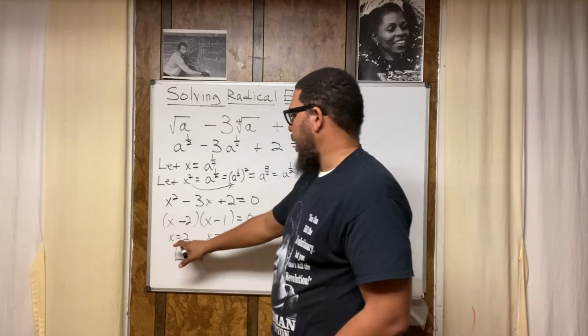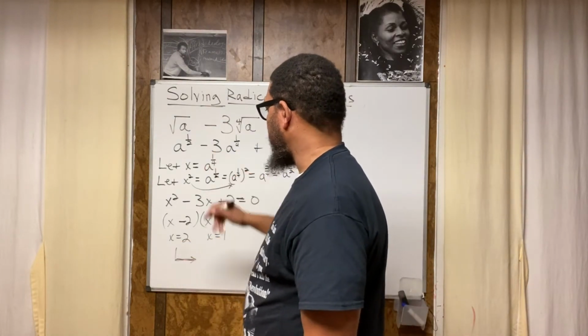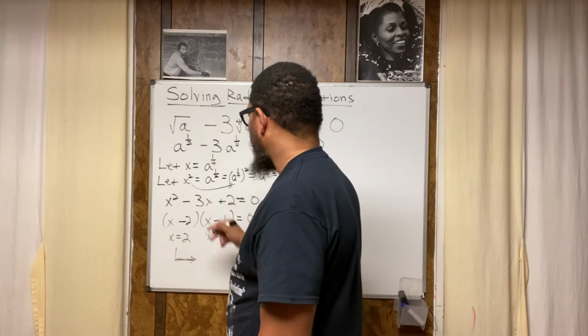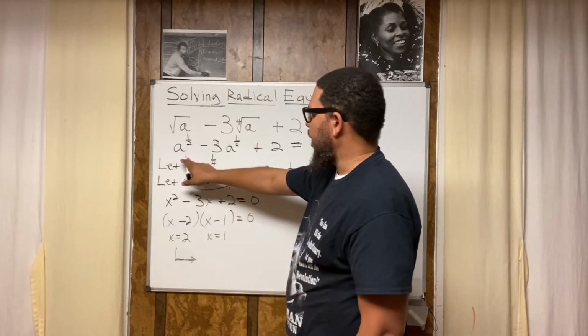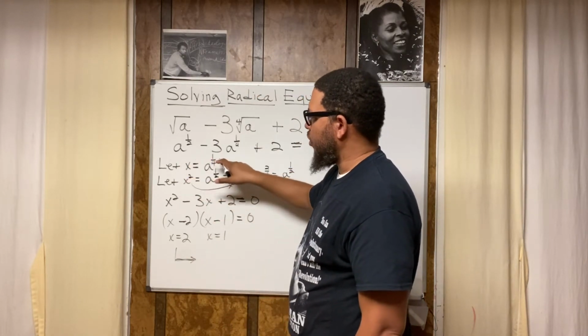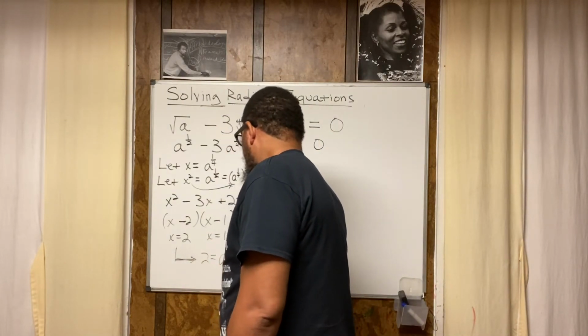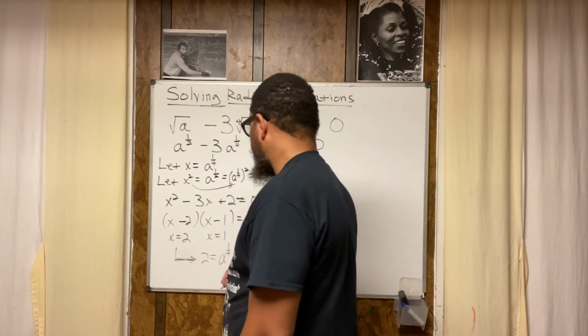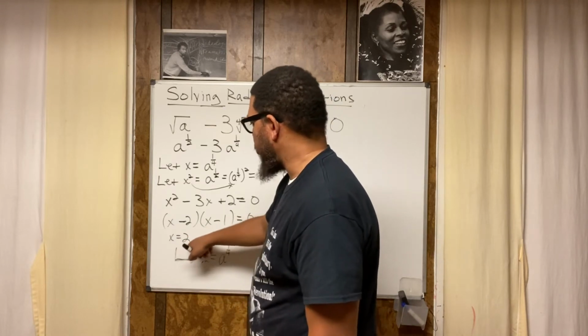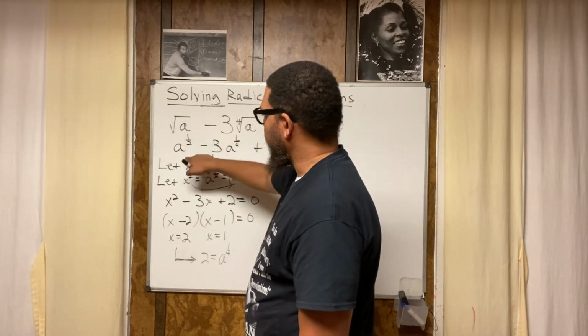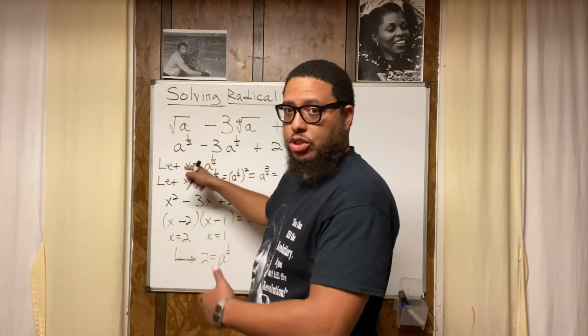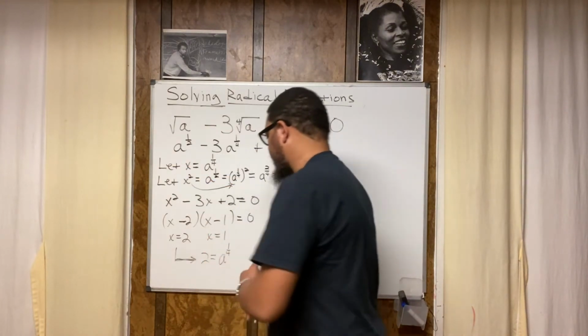So if we know that x is 2, then we want to solve for a when x is 2. So we're going to do this. Instead of having x equals a to the 1/4, we're going to have 2 equals a to the 1/4. Right? Because x is 2. So x and 2 are the same thing. So therefore, I can replace x with 2. And now I got 2 is equal to a to the 1/4.